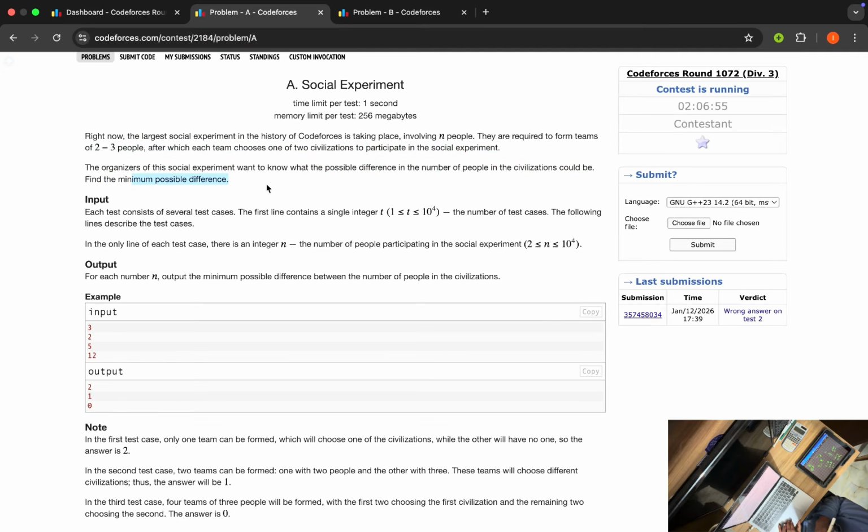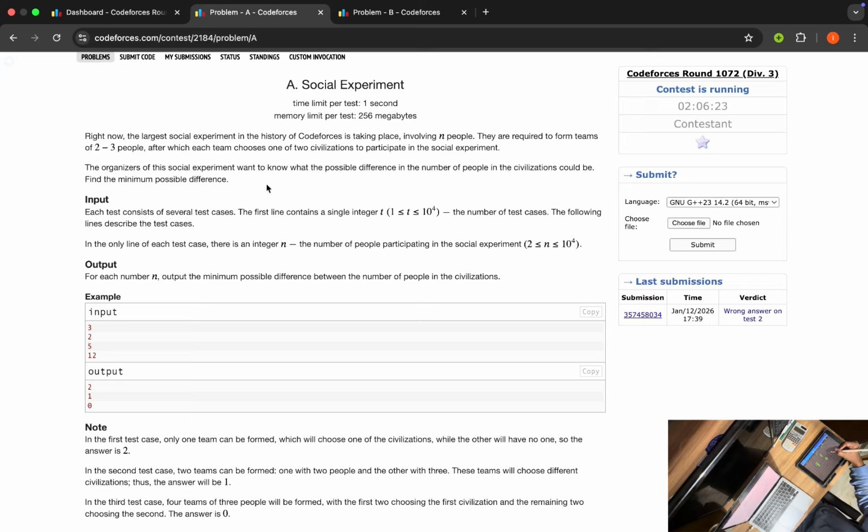What's the minimum difference? So let's have a value something like 6. If I can divide it into 2, then the value is 0. If I can't divide it into 2, then the value is 1.